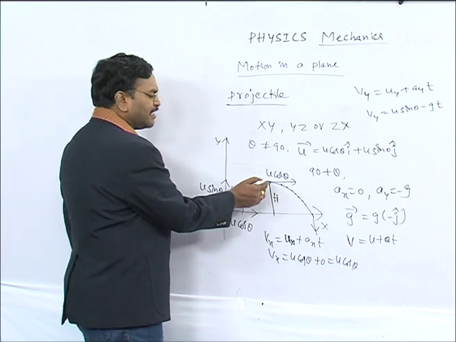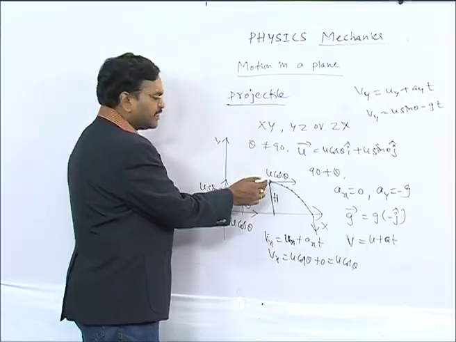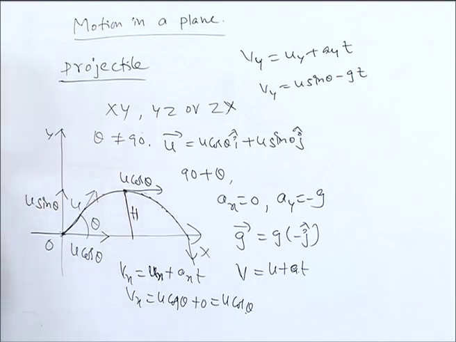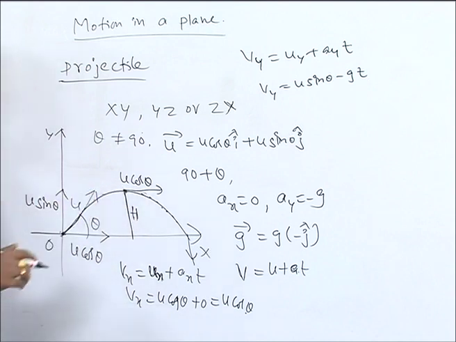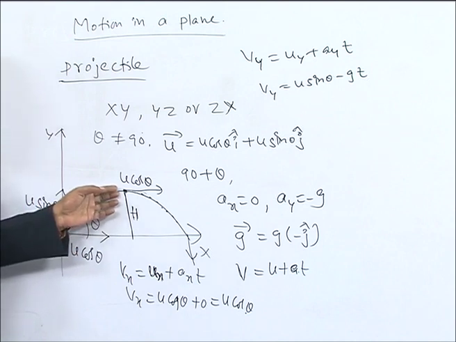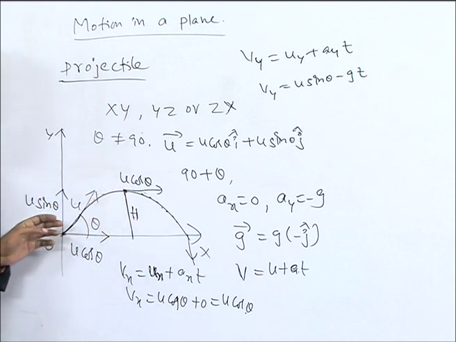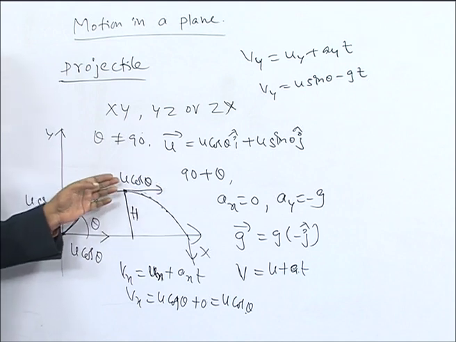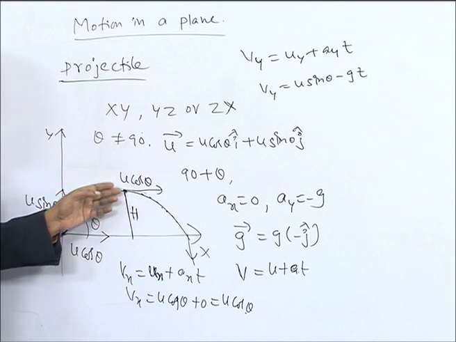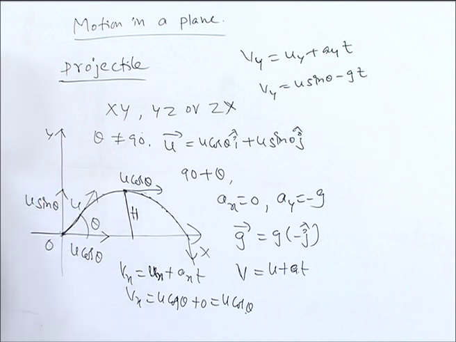Now, what is the angle between acceleration and velocity at the maximum height? What is the direction of velocity at the maximum height? Horizontal direction. So at the maximum height, the angle between velocity and acceleration is 90 degrees. At the point of projection means what? The point at which the body is projected. At the point of projection, the angle between acceleration due to gravity and velocity is 90 plus theta. At the maximum height, the angle between velocity and acceleration is 90 degrees.